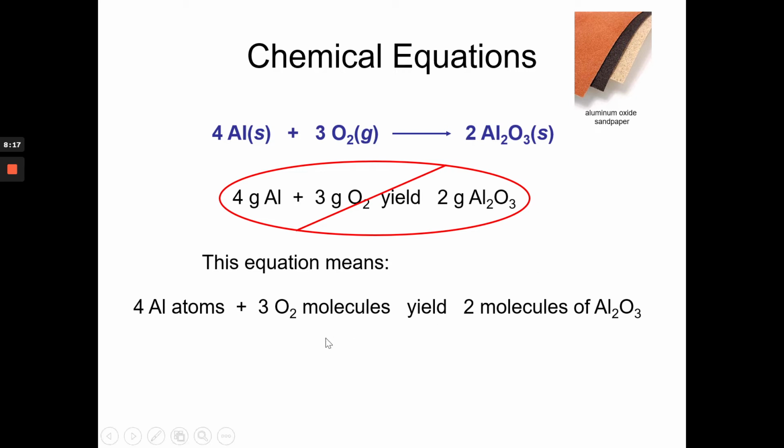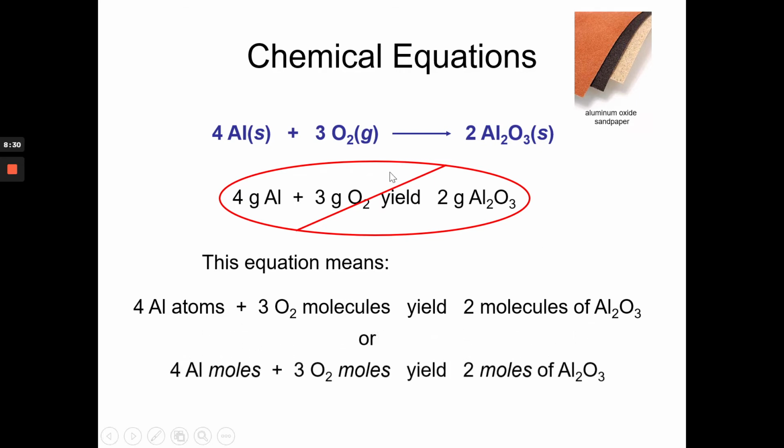Generally, though, we don't work with single atoms or just a handful of molecules. We work with much larger groupings called moles. So an alternative way to interpret that equation is this. 4 moles of aluminum will react with 3 moles of oxygen to produce 2 moles of aluminum oxide. And if we wanted to do the math there, let's do that.